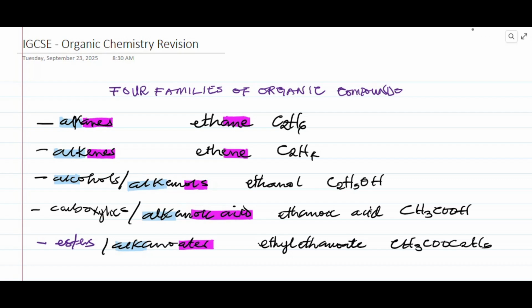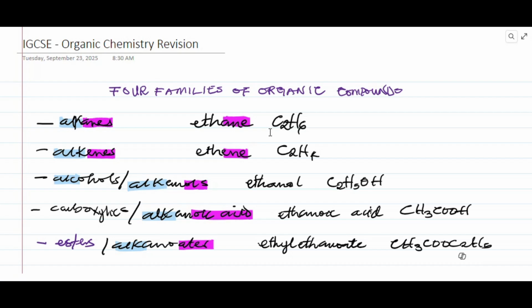So the summary here is that when the name ends with any of these, you can refer back to the family of that compound from the name. Ethane belongs to the alkane. Ethene belongs to the alkene. Ethanol belongs to the alcohol or alkanols. Ethanoic acid belongs to carboxylic acid or alkanoic acid. And ethyl ethanoate belongs to the alkanoate or ester family.